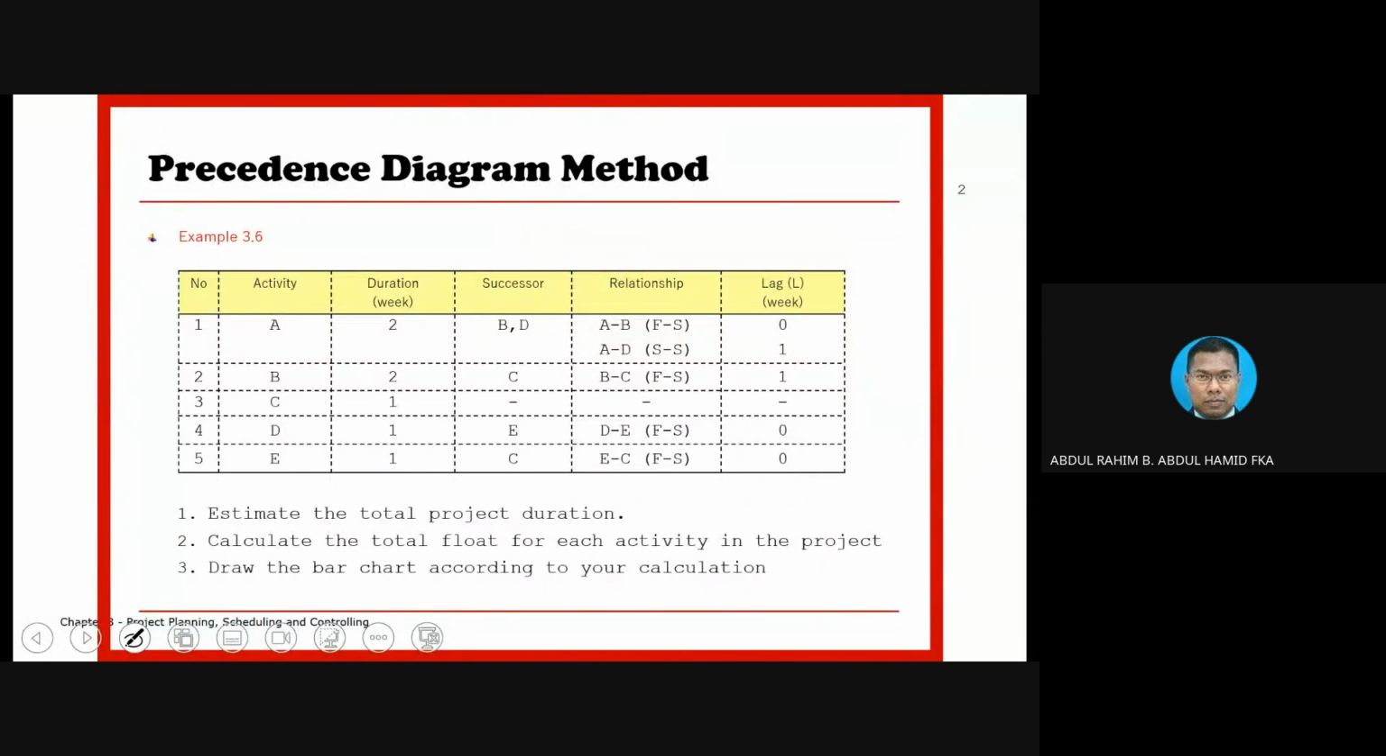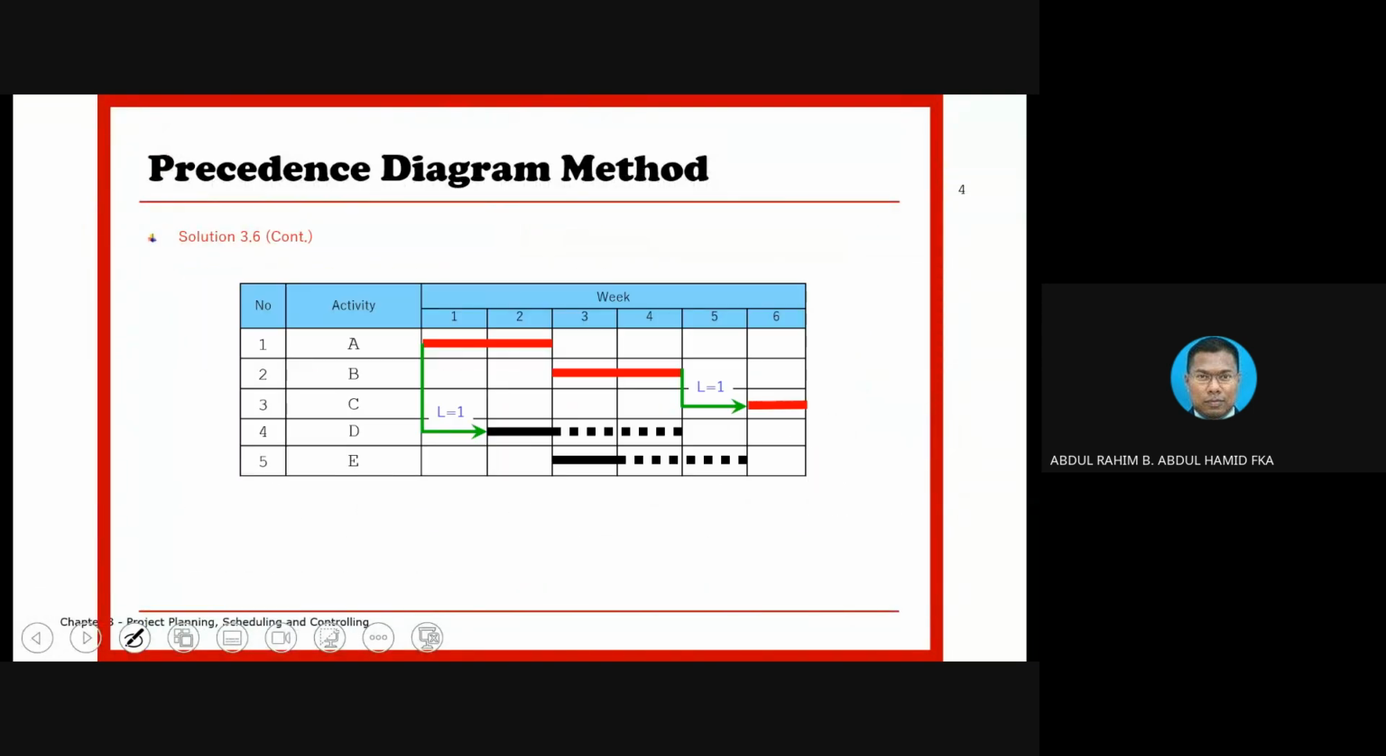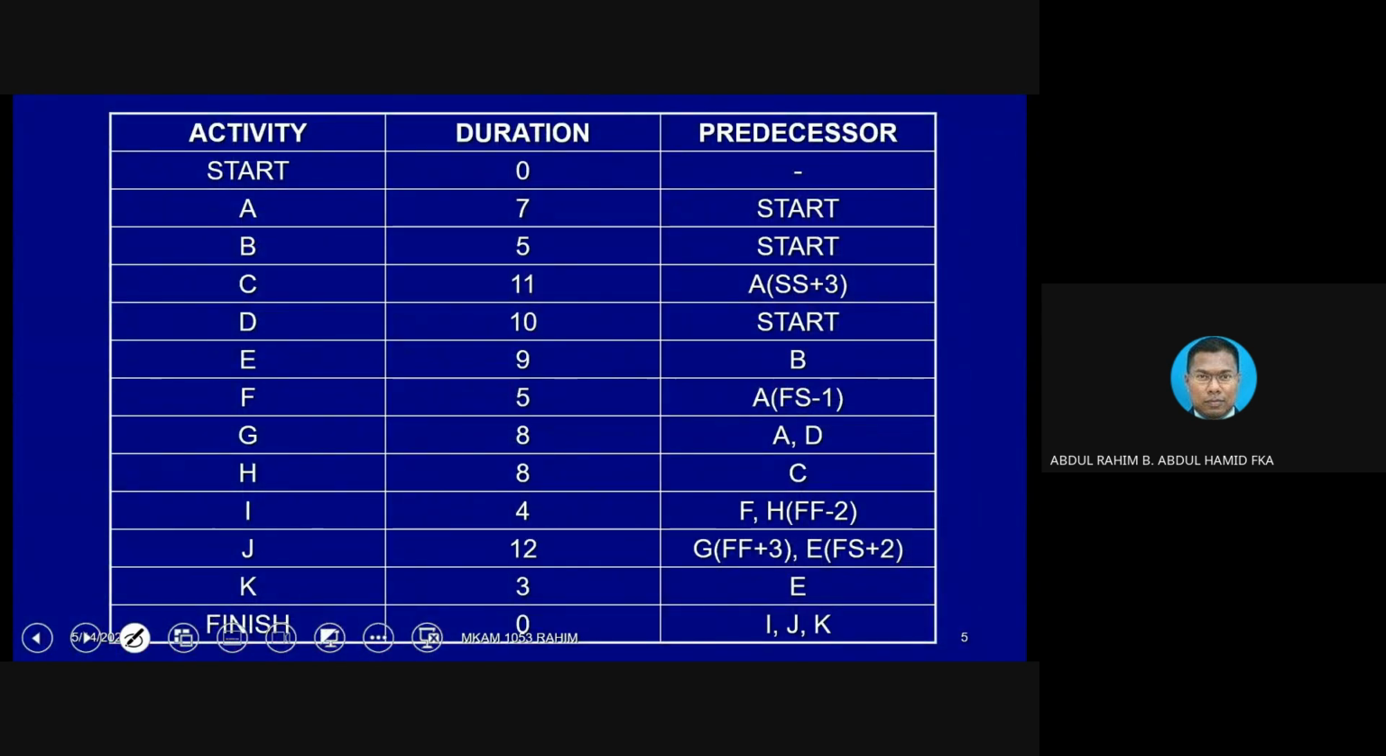We already mentioned the concept, and I do not want to go into it anymore. Let's go straight into the example. You are given a few activities or tasks, from start until finish. How many activities? 1, 2, 3, 4, 5, 6, 7, 8, 9, 10, 11. So 11 plus start and finish, 13 boxes must be on the paper that you draw.